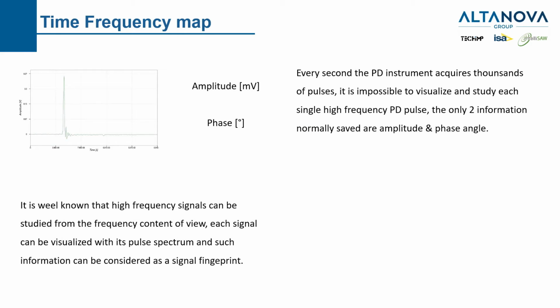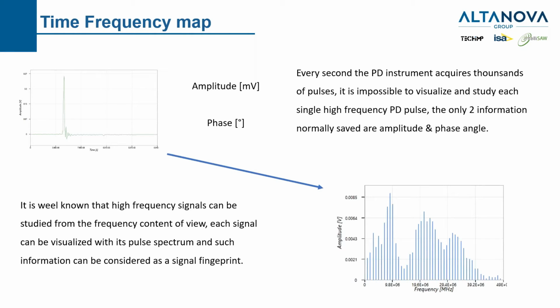So amplitude and phase. For every second, we have a PD instrument that acquires thousands of these pulses and gives a series of amplitude values and phase angles to plot the PD pattern. All the pulse shapes are hard to be managed. We cannot watch one by one all the waveforms, but we know that the high frequency pulses can be studied as per their frequency component or for time duration of the pulse and so on, to characterize the PD pulse from another point of view than the amplitude.